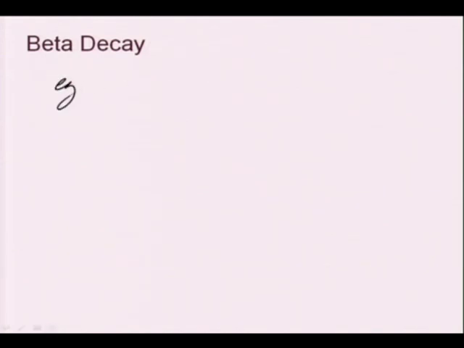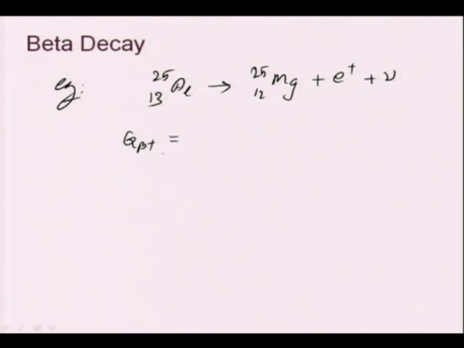Because here also the kinetic energy carried by the Y nucleus is very negligible. An example is aluminum having 13 protons and mass number 25. Let us take aluminum 25, it decays to magnesium 25 plus positron plus neutrino, and Q beta plus is (m_Al minus m_Mg minus 2 m_e) c square, in terms of the atomic masses of aluminum and magnesium.